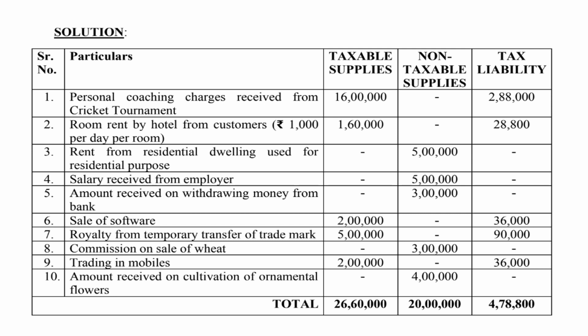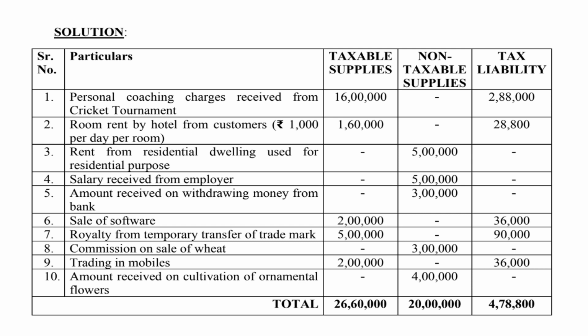Sale of software, this is taxable. So 2 lakh rupees you will put in the taxable supplies, and you will take 18% of it. So 18% of 2 lakh, 36,000, will be the tax liability. So you will write it in the tax liability column.